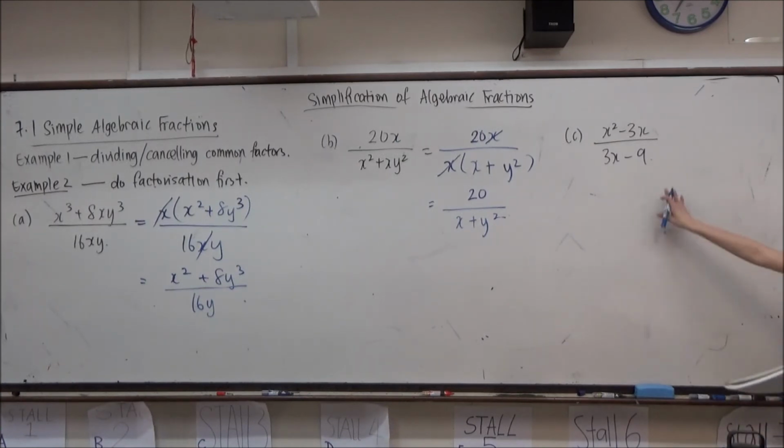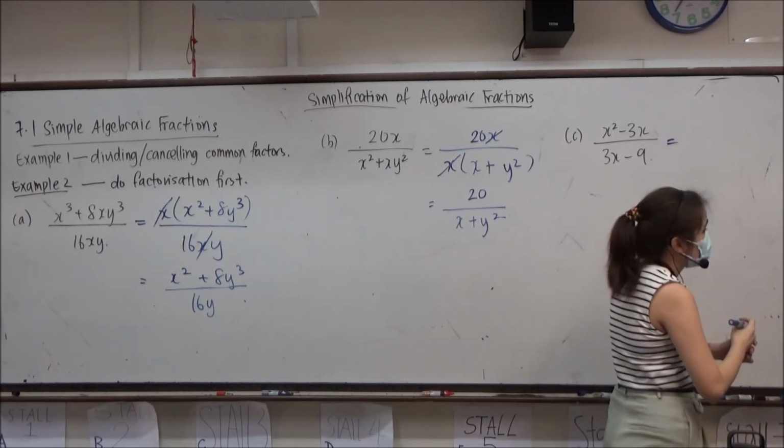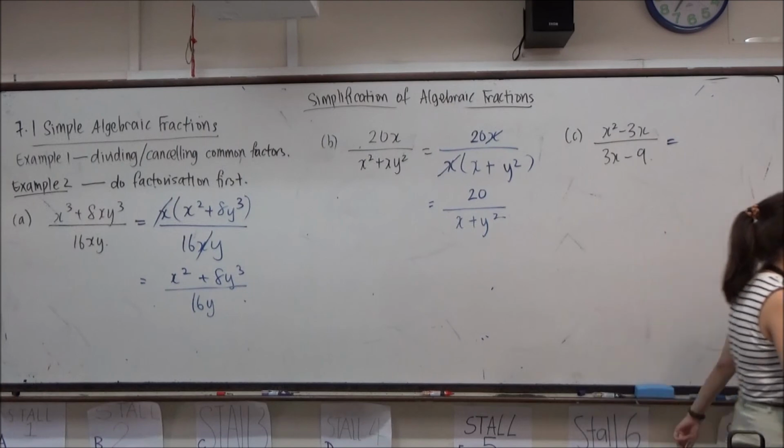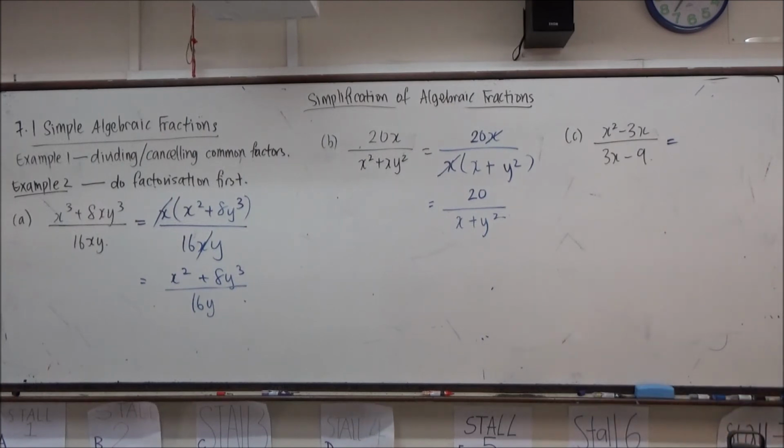Okay. Now for part C, x squared minus 3x over 3x minus 9. Declan, you look very bored. Tell me how to do this question. x, bracket, x minus 3, good. Then at the bottom, leave it as 3x minus 9.